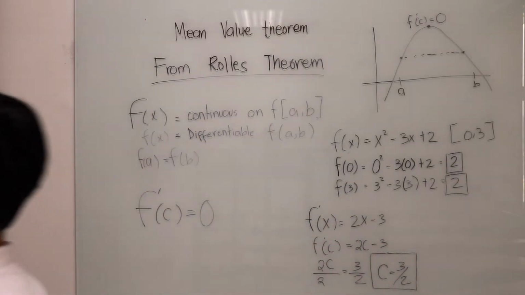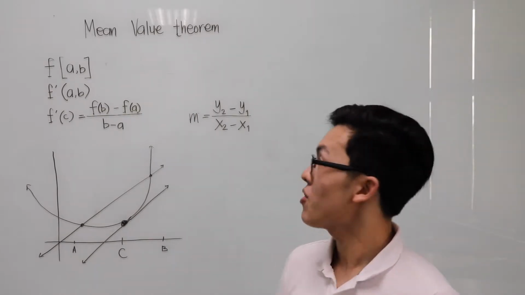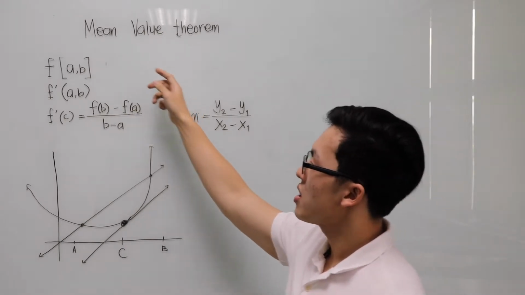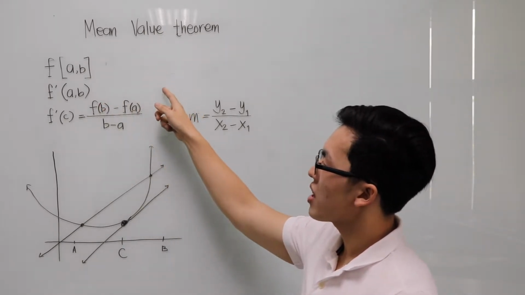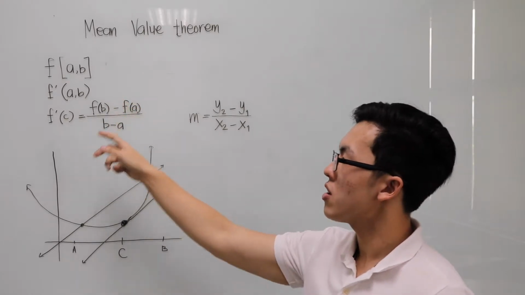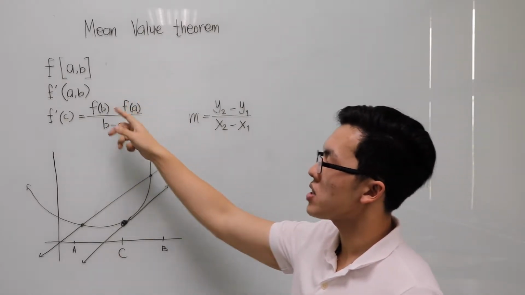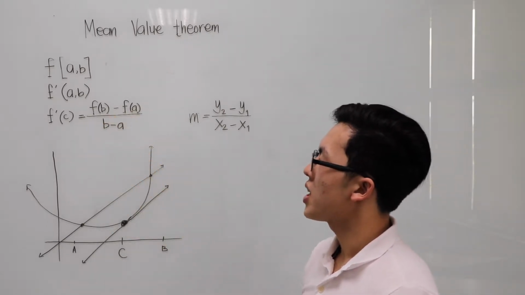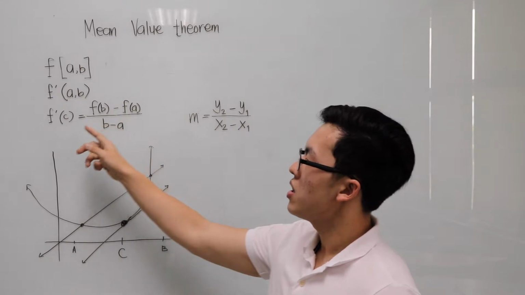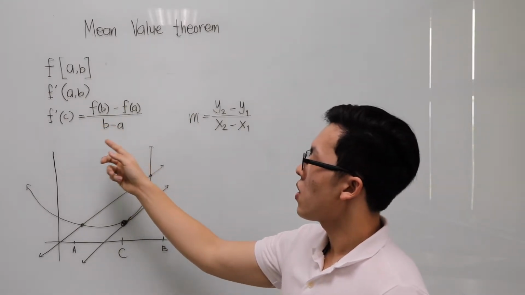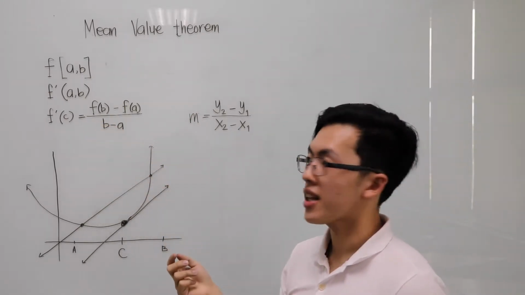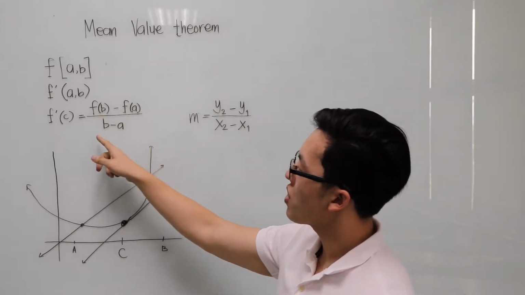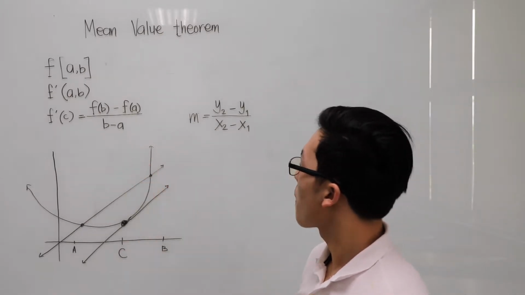As I mentioned before, the mean value theorem has the same idea as Rolle's theorem. If these conditions are met, the function on the closed interval a, b must be continuous and the function on the open interval a, b must be differentiable. If these are met, you can get f prime of c, or the formula for the slope of the secant line. And here's the formula: f of b minus f of a over b minus a.